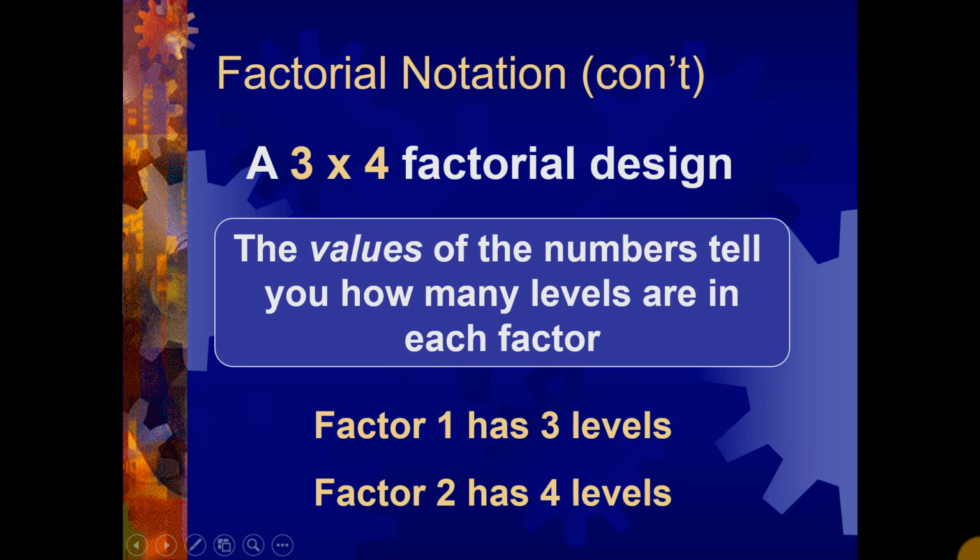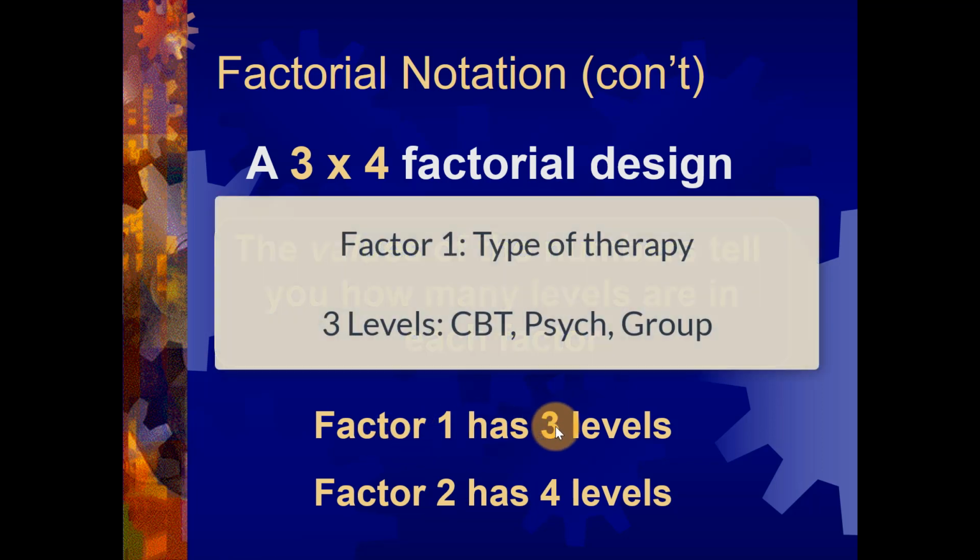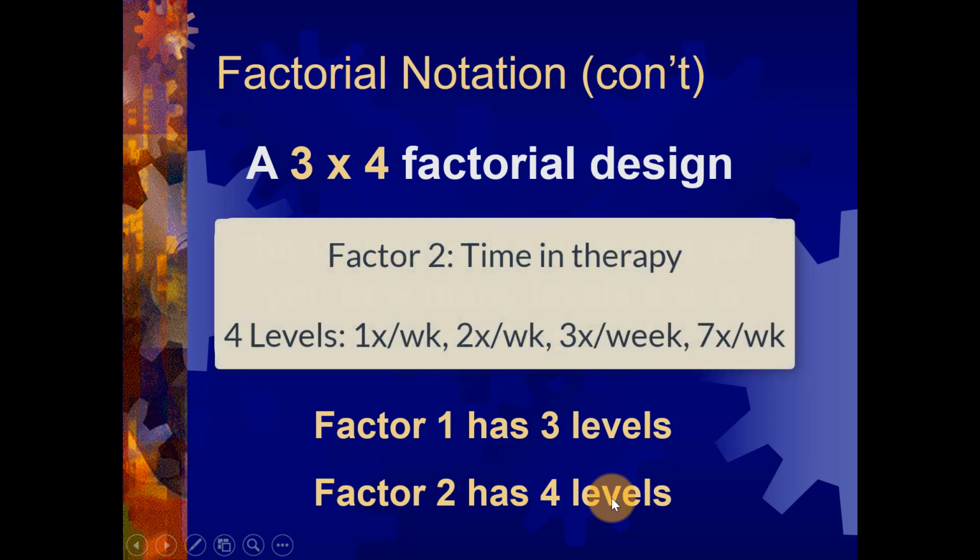In our example of this being type of therapy and time in therapy, what could these categories be? Well, type of therapy, before we had CBT and psychotherapy. Now let's add group therapy. Okay. Time in therapy, we had once a week, so let's do once a week, twice a week, 3 times a week, and every day of the week. Okay, those could be the 4 levels.